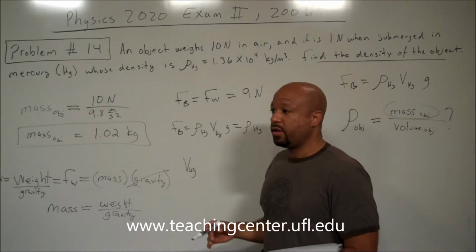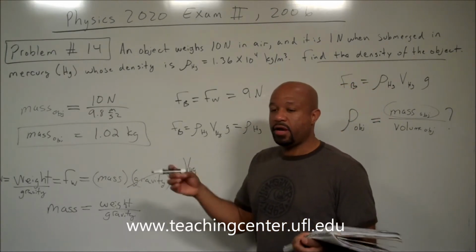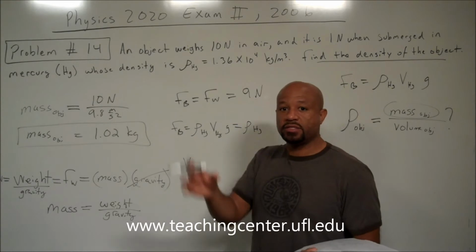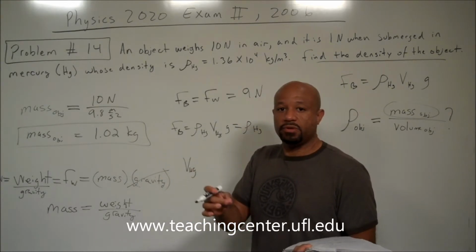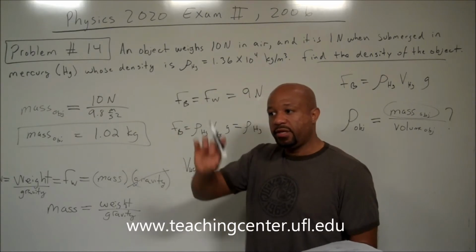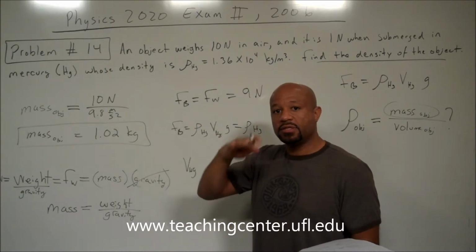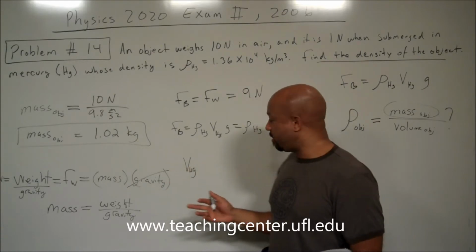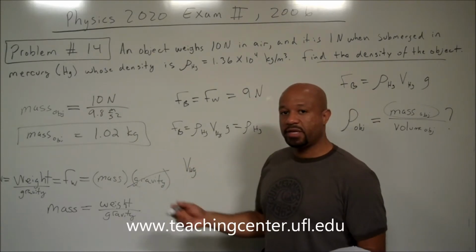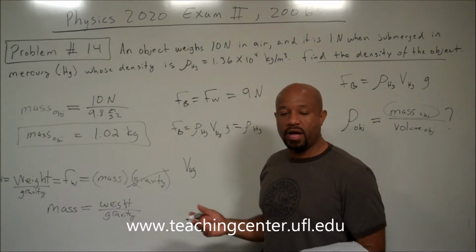It's sort of like when you stick an object into a graduated cylinder or something like that. In order to determine the volume, you would submerge it in a liquid and see the displacement of the meniscus to give you the volume of the object. So it's the same concept here. The volume of the liquid displaced is equal to the volume of the object.